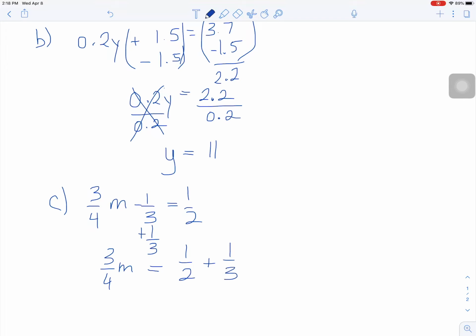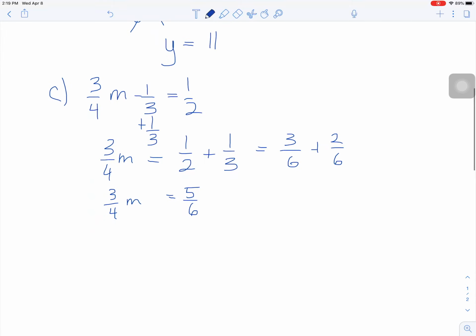We're going to add 1/3 here, so that would take that away. Equals 1/2 plus 1/3. Right? So that we have to change into fractions that we can work with. So I've made it into 3/6 plus 2/6. You see how we've got that? Which would equal 5/6. So now we have 3/4 m equals 5/6.